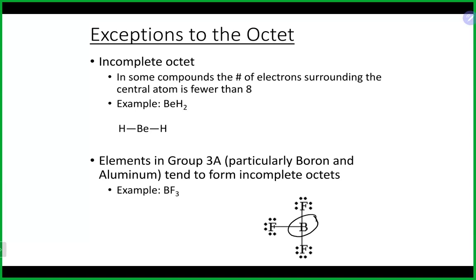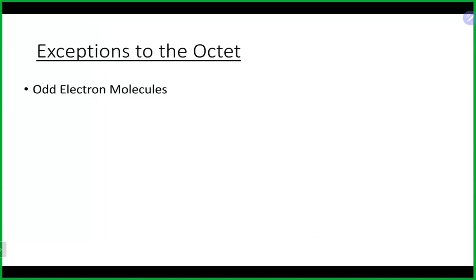It is actually what is known as being electron deficient because it's missing some electrons. It actually makes it a Lewis acid, which is a very reactive type of compound. Beryllium and aluminum probably won't see too much. Boron is a very common one of an incomplete octet. Again, we will not have incomplete octets here, but that is one exception to the octet rule.